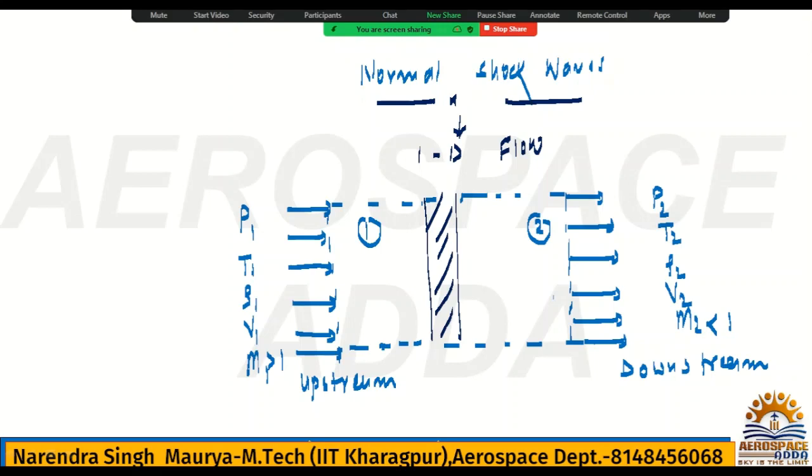Whatever flow is coming towards the shock is called upstream flow, and whatever flow is going away from the shock is called downstream. So the upstream flow properties are P1, T1, rho 1, V1, M1, and the downstream flow properties are P2, T2, rho 2, V2, M2. If you want to write entropy also, you can write S1, S2. S1 is the entropy here, and S2 is the entropy here. You also remember that.